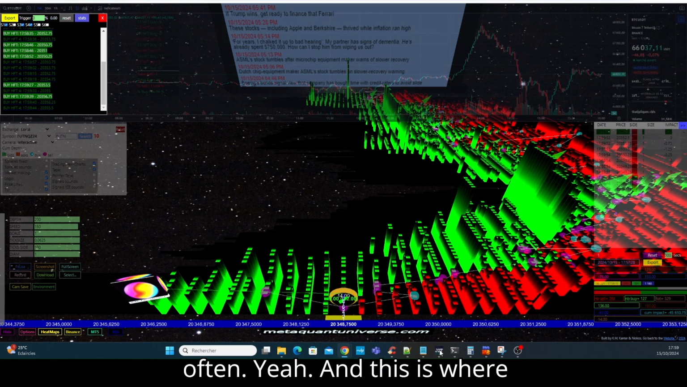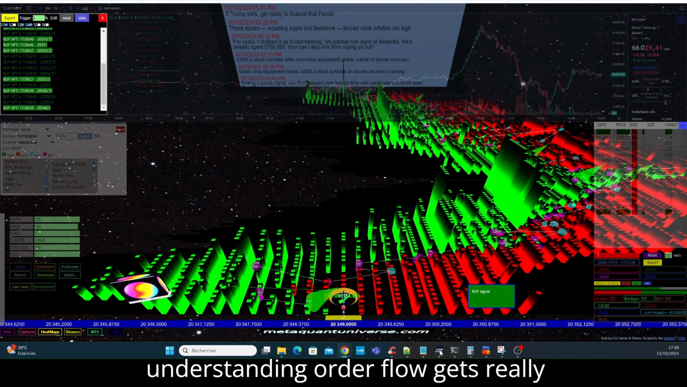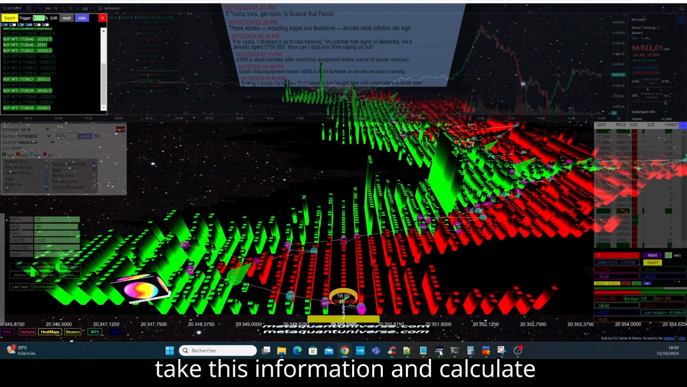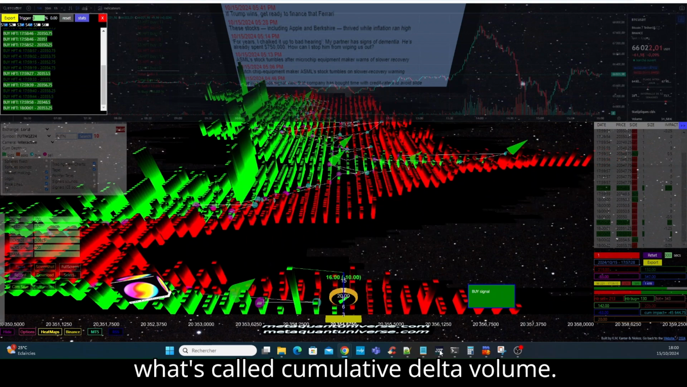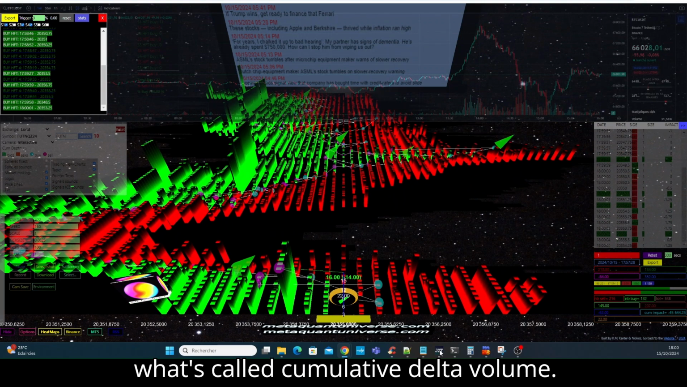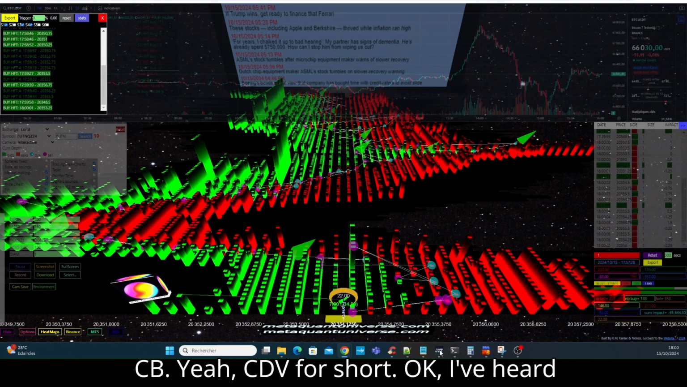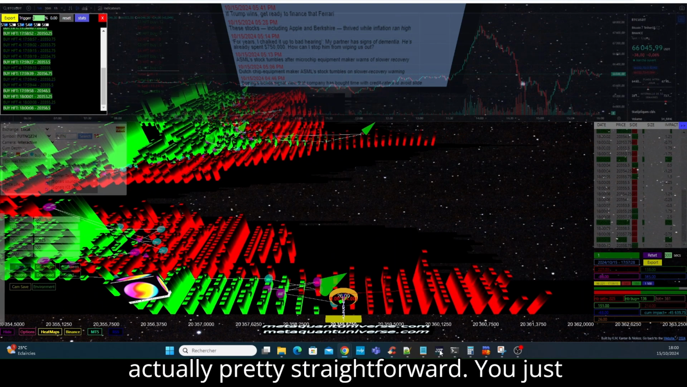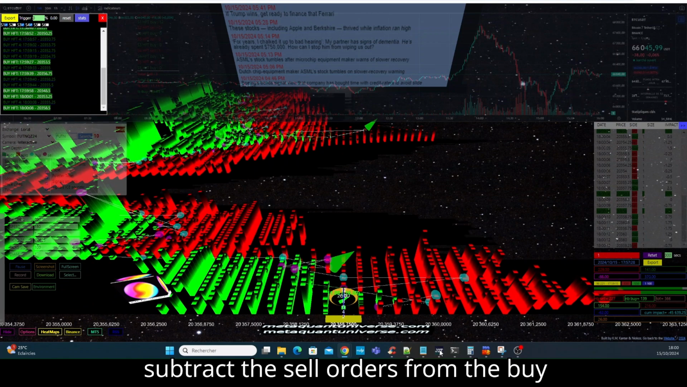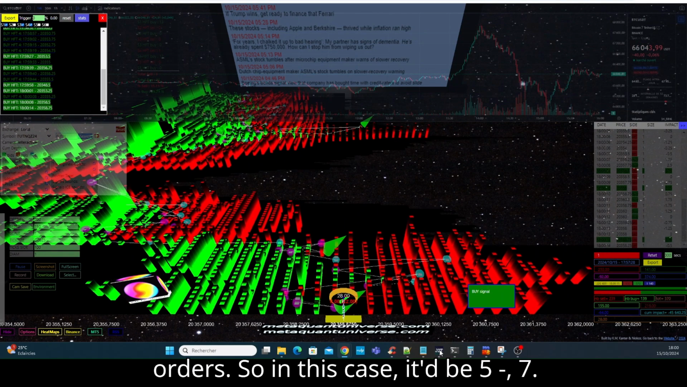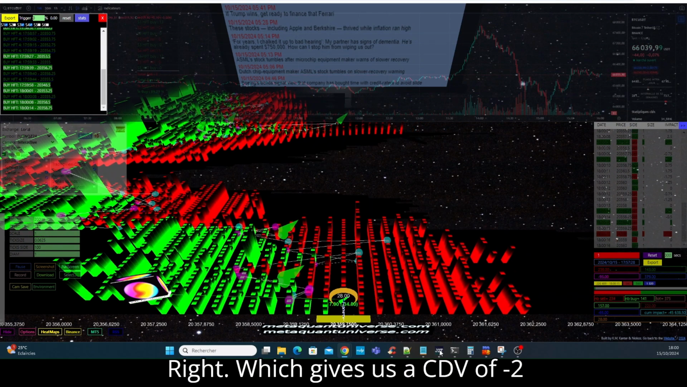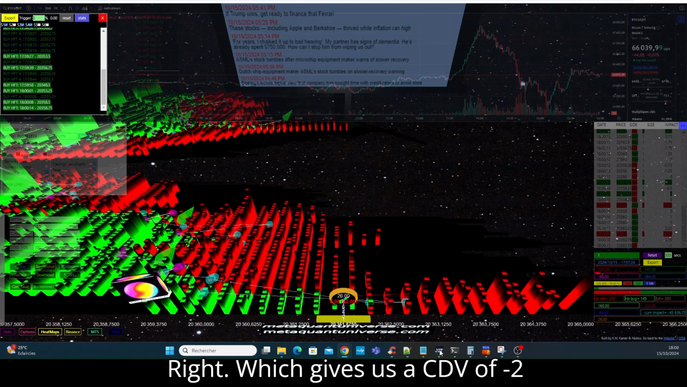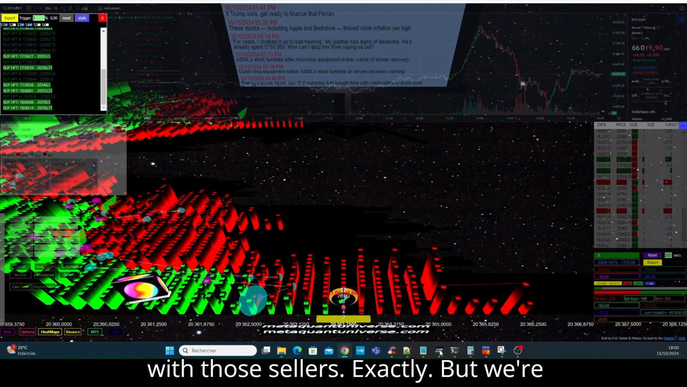Yeah, and this is where understanding order flow gets really interesting. We can take this information and calculate what's called cumulative delta volume, CDV for short. I've heard of that. So how do we calculate that? It's actually pretty straightforward. You just subtract the sell orders from the buy orders. So in this case, it'd be 5 minus 7? Right, which gives us a CDV of -2. Negative, just like we thought initially with those sell orders.